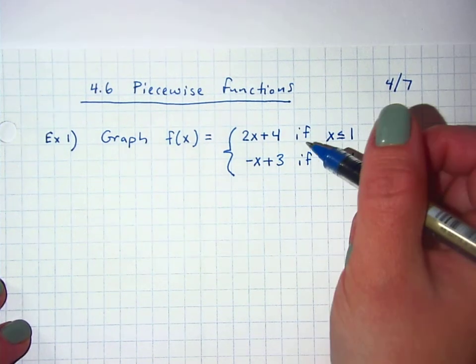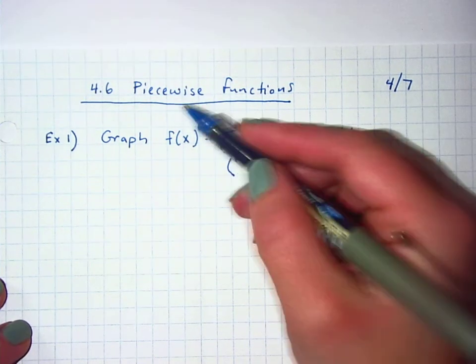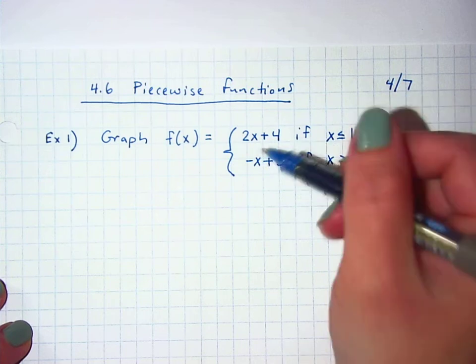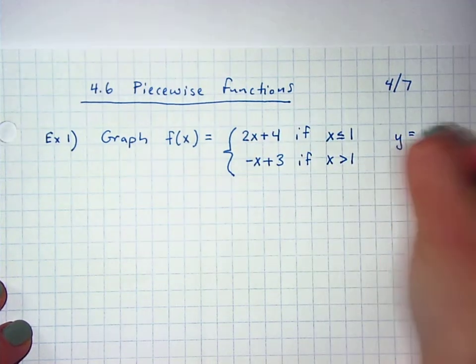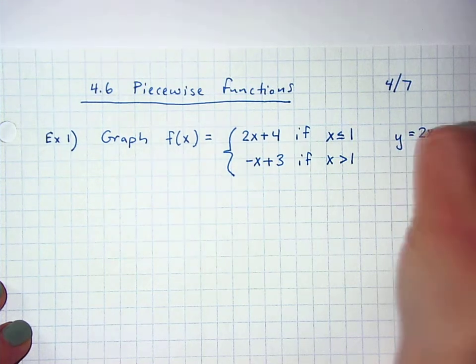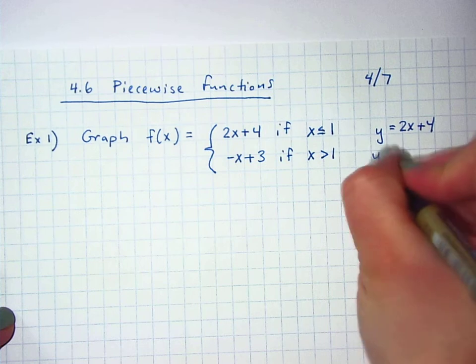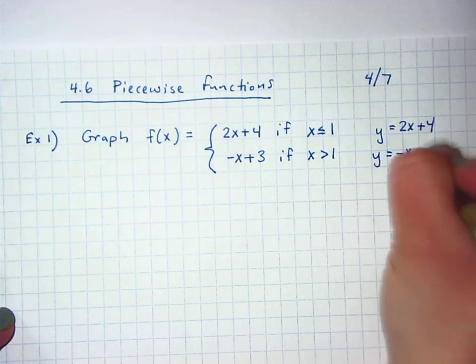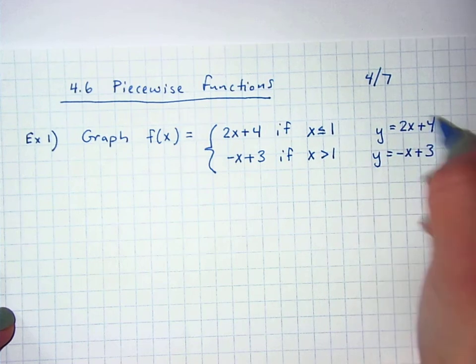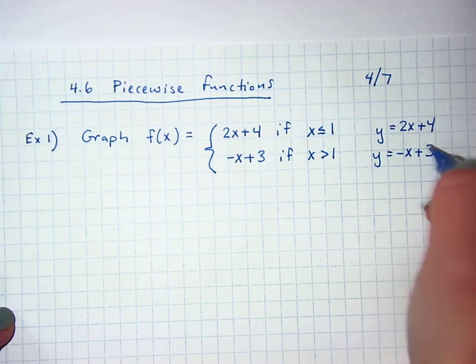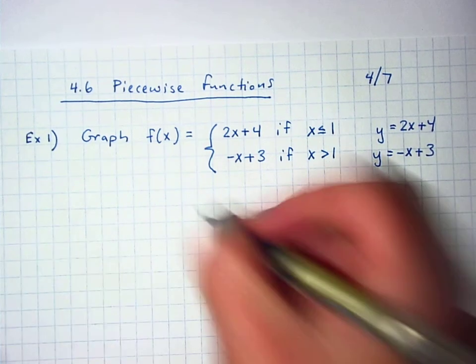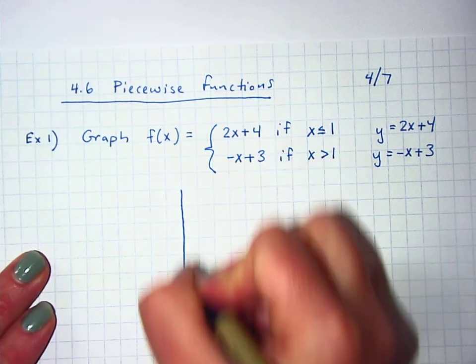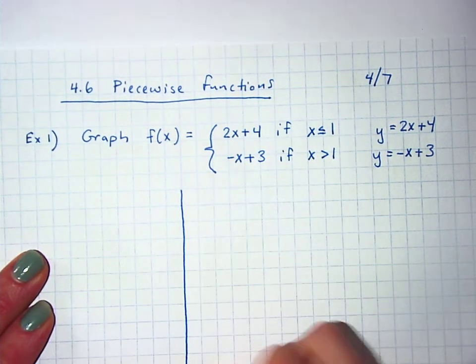So here's what this means. A piecewise function is a function that is in pieces. It's actually 2 different straight lines. The first straight line is y equals 2x plus 4. And the second straight line is y equals negative x plus 3. For some of my graph, I'll be graphing this, and for some of my graph, I'll be graphing that. And this is the parameter that tells you when those things are going to happen. So I'm going to draw a graph.